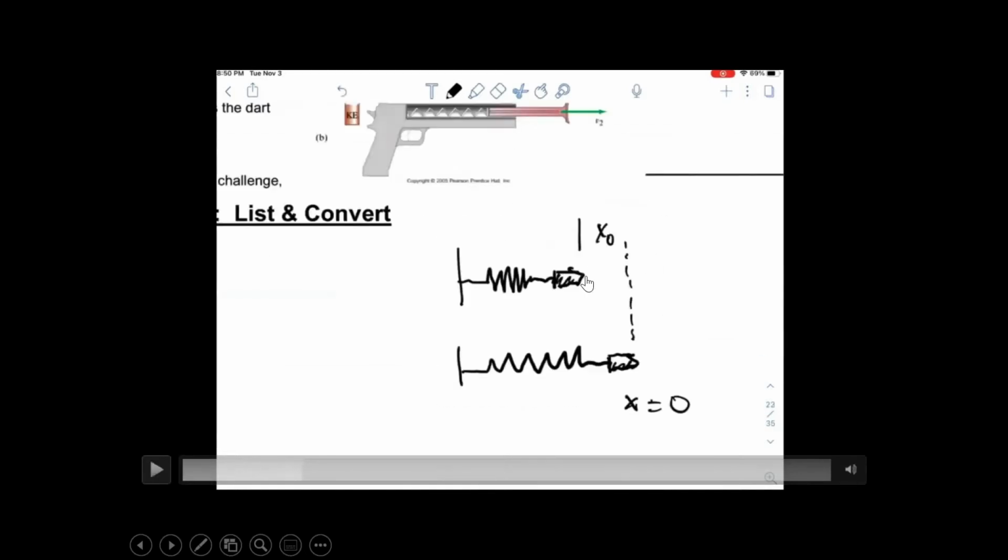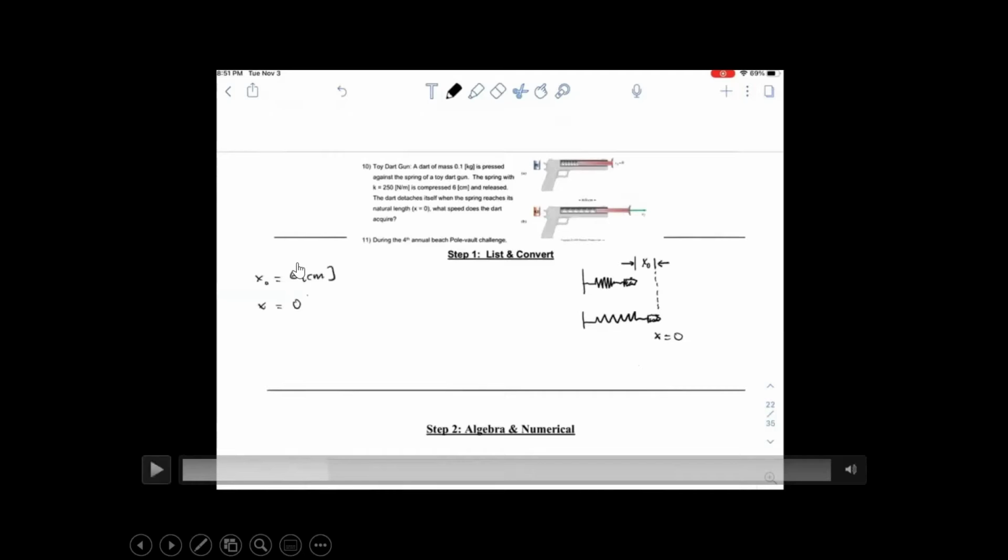All right. So here's the unstretched position. Then we will just compress the spring in this direction. So this is the compressed spring. The compression is going to be 6 centimeters. And this is the stretch position. This is the mass in kilograms. And this is the stiffness of the spring.